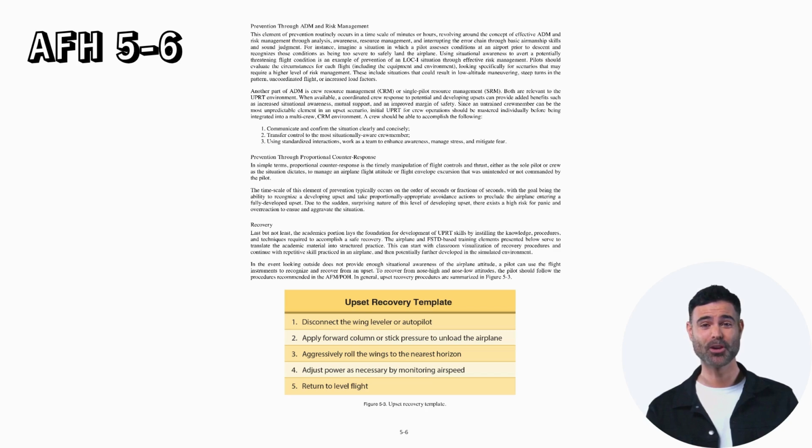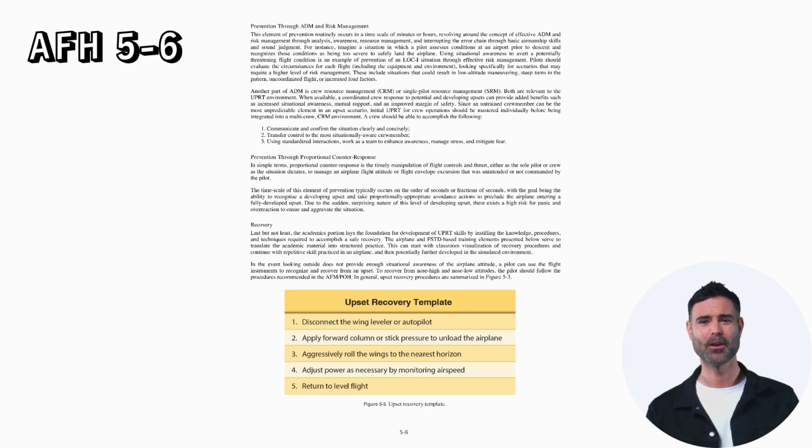A crew should be able to accomplish the following: communicate and confirm the situation clearly and concisely. Transfer control to the most situationally aware crew member. Using standardized interactions, work as a team to enhance awareness, manage stress, and mitigate fear. Prevention through proportional counter-response. In simple terms, proportional counter-response is the timely manipulation of flight controls and thrust, either as the sole pilot or crew as the situation dictates, to manage an airplane flight attitude or flight envelope excursion that was unintended or not commanded by the pilot.